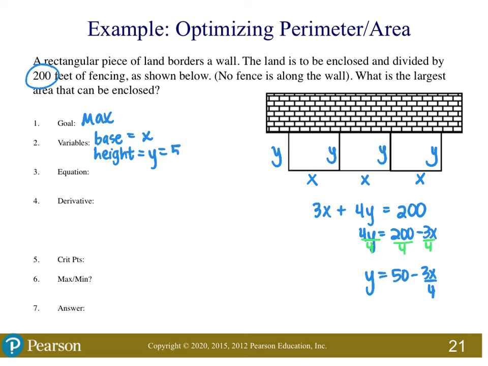Okay, 50 minus 3x over 4. So the equation that I need is an equation for area. And area is base times height. But take a look at your picture. How long is the actual base all the way, all the rectangles combined? So the actual base has to represent the full length. And so the base would be 3x. And the height is just a single y, so that's 50 minus 3x over 4.